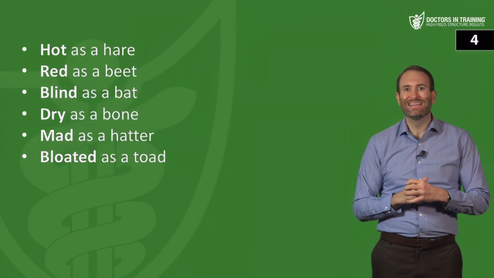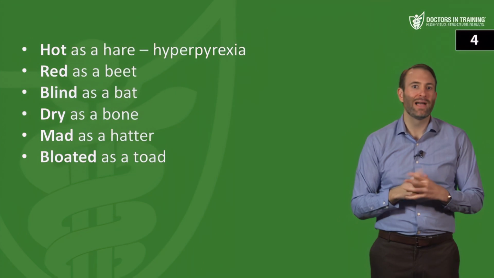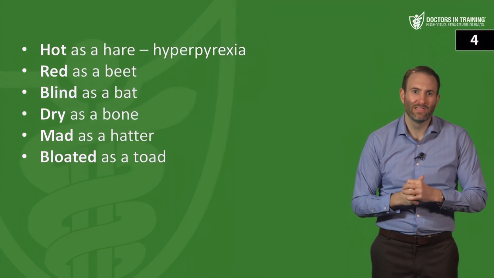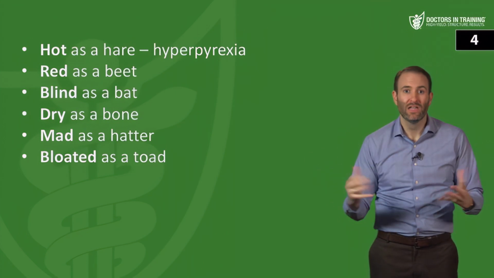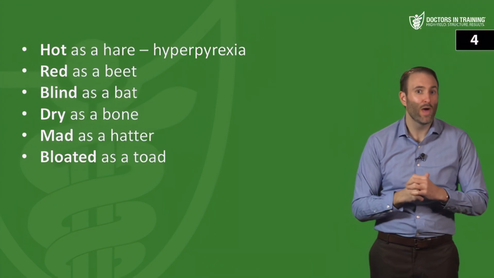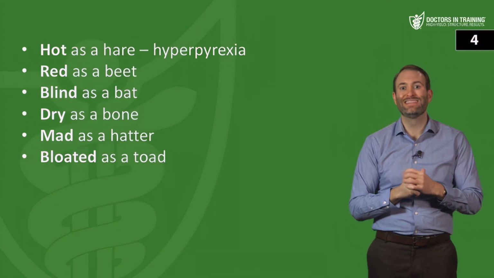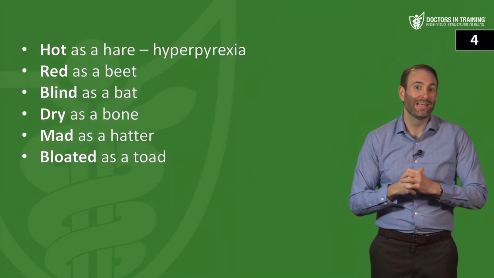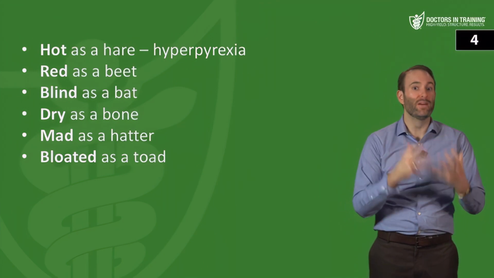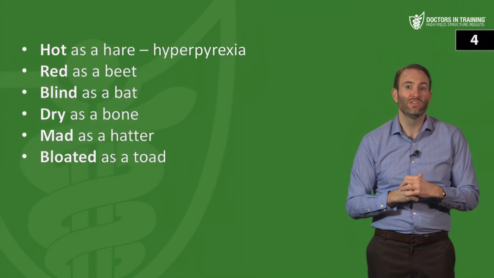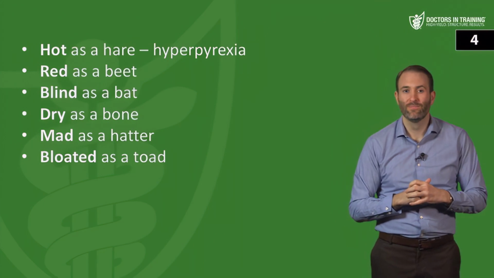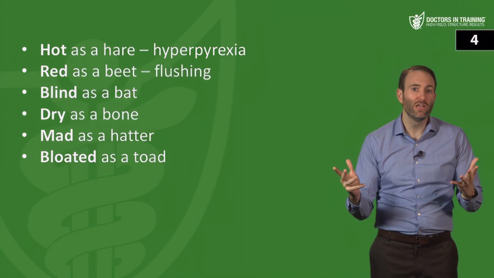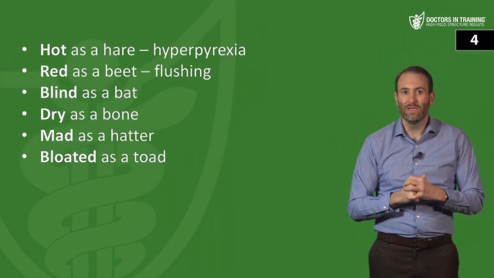So first we have hot as a hare. That's referring to the hyperpyrexia that can take place, because you're not sweating as much. Now, this can be a little bit confusing because sweating is actually mostly controlled by the sympathetic nervous system, but the sweat glands are innervated with those muscarinic receptors. So that's why you see this occurring with anticholinergic activity. People will have the flushing, which will account for red as a beet.